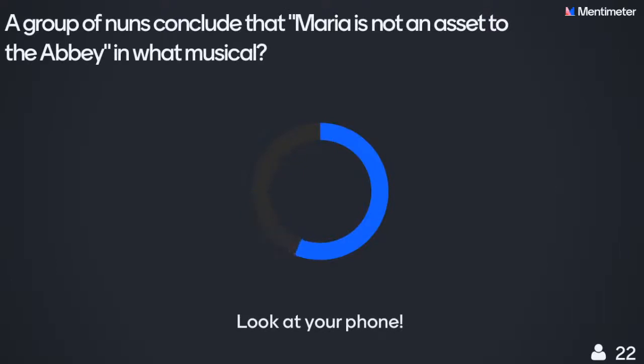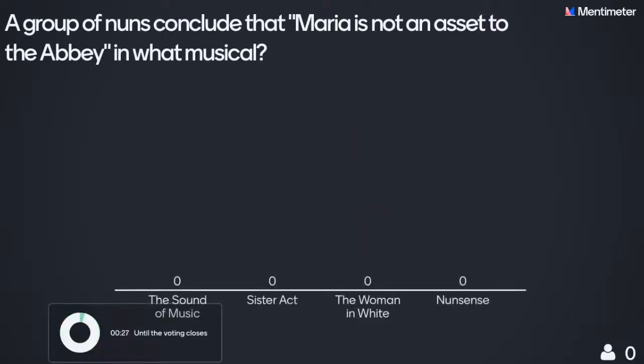A group of nuns conclude that Maria is not an asset to the Abbey. In what musical? Is it The Sound of Music, Sister Act, The Woman in White, or Nonsense? Nonsense sounds like a brilliant musical. I've never heard of it if it exists. It's absolute nonsense to my ears. It would be nonsense on the stage.